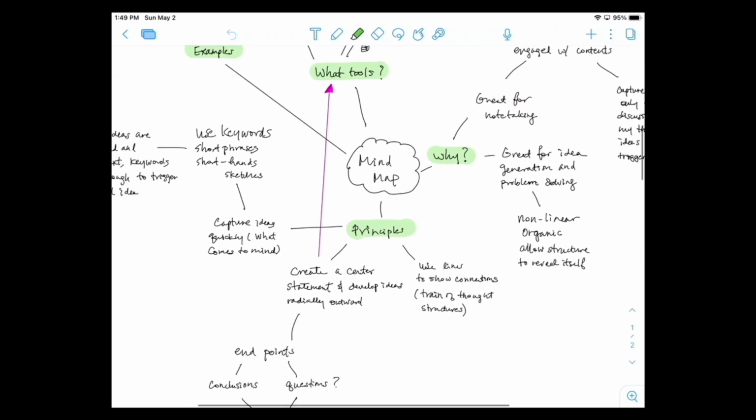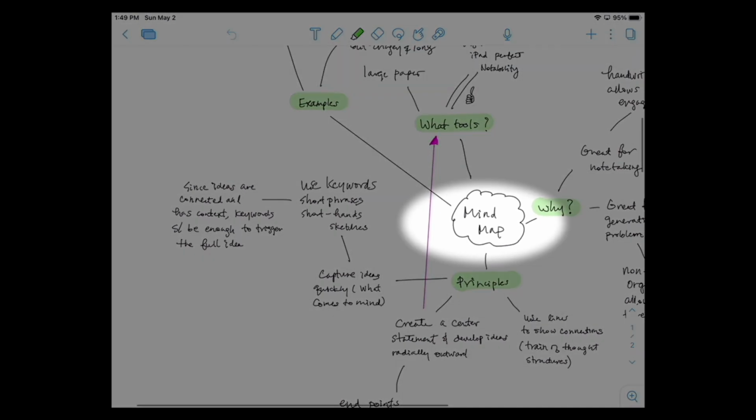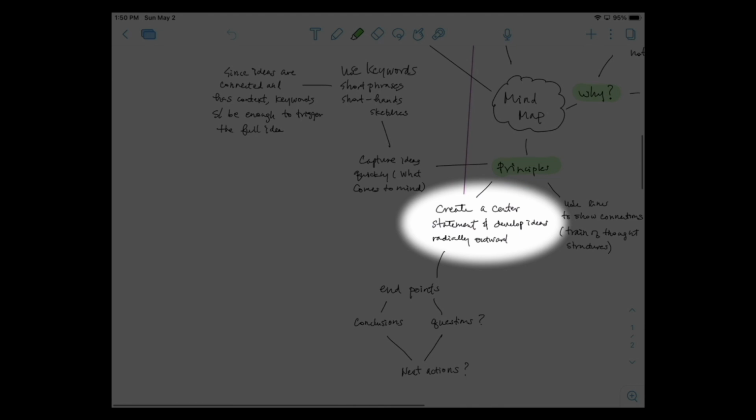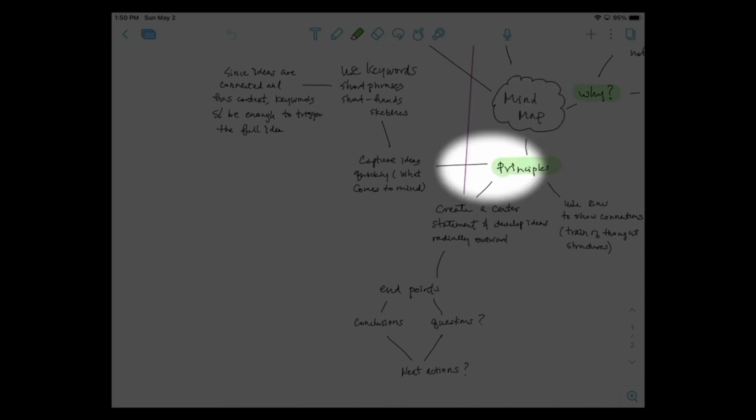So what are some of the principles of mind map? There are many principles, but there are no hard and fast rules, so I use a simplified version for myself. Create a center statement and develop ideas radially outward. So in this example, the center statement is mind map, since that's what we're discussing here. Then we have these categories that further branch out to ideas and thoughts.